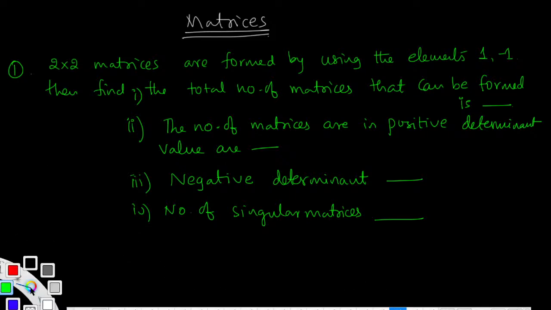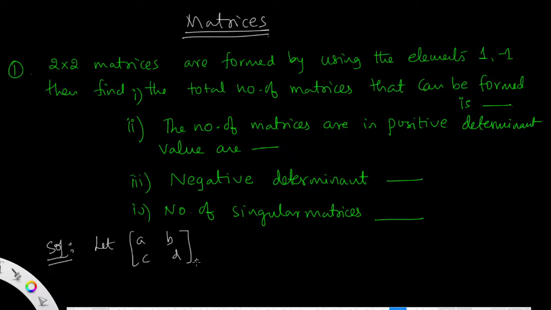So for this question, we have to observe, that is the first bit of the solution. We have to observe 2 by 2 square matrices. Let the matrix be of the form A, B, C, D, that is of 2 rows and 2 columns. Let it be the 2 by 2 square matrix with entries A, B, C, D.